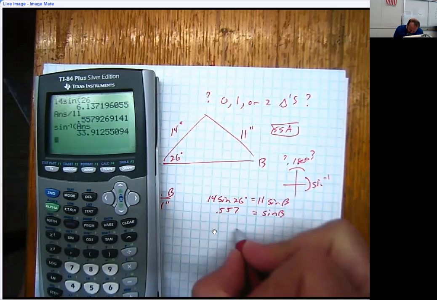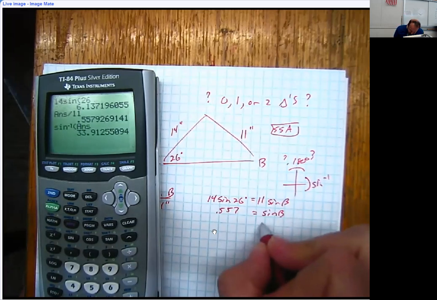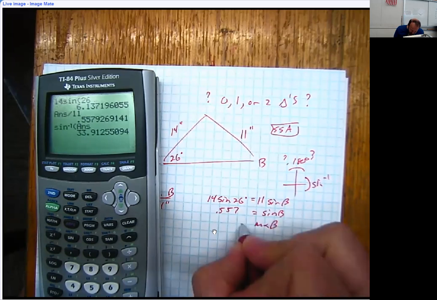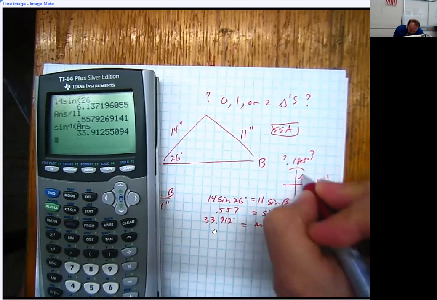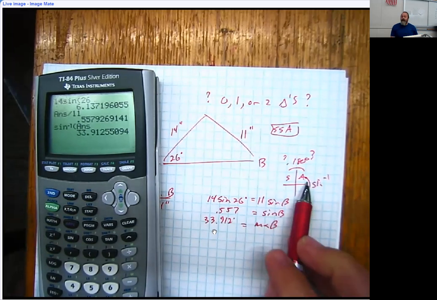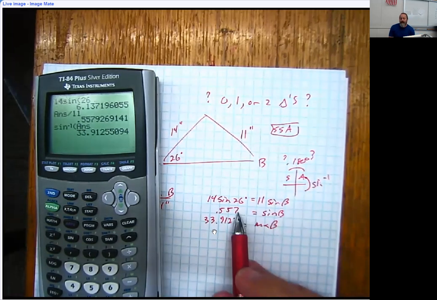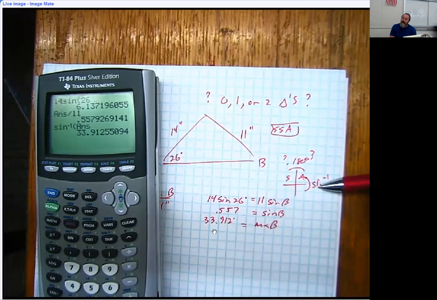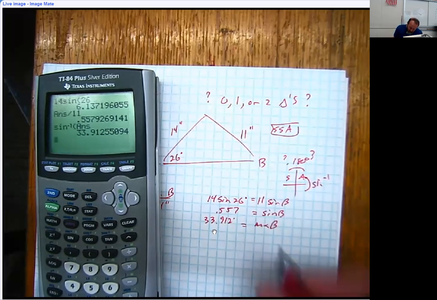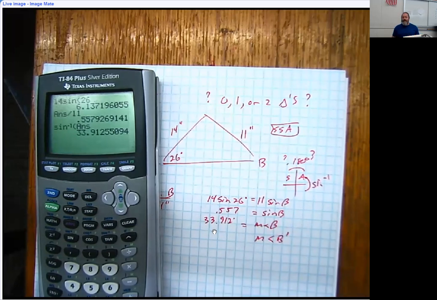It would be 33 degrees. So the measure of angle B would be 33.912. But you want to remember that there's actually not just one place where the sine could be positive 0.557. There are actually two places where the sine is positive. It'd be here or here, but the law of sines has to be one to one. It can only give me one angle. So I'm going to call it the measure of angle B prime, because maybe there's another angle.